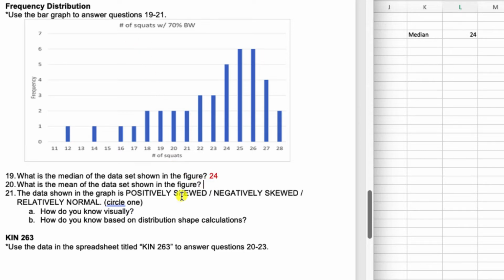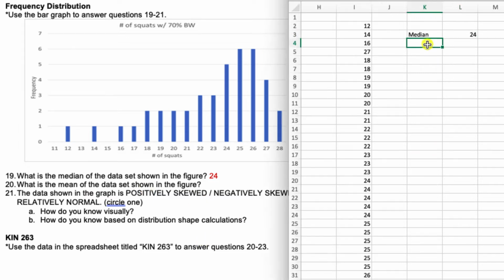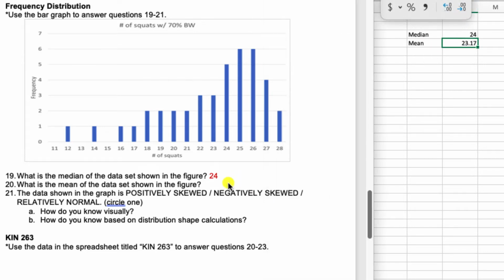Okay. What is the mean of the data set shown in the figure? So to find the mean, we can use the average function on our list of data. And let's round that to 2 decimal places. And we get a value of 23.17.